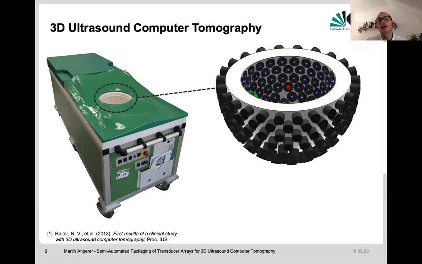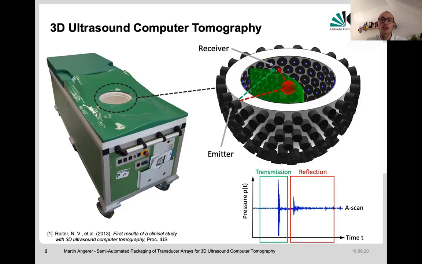Depending on the time of flight of the acoustic wave, we can differentiate between transmission and reflection signal. And this can be mapped to different physiological modalities such as speed of sound and reflectivity of the tissue. Using this setup, a first clinical pilot study was conducted in 2012.